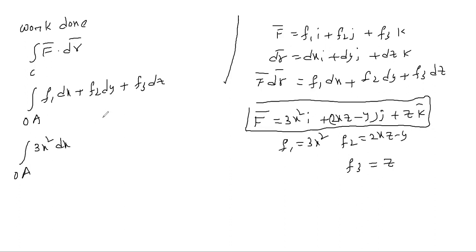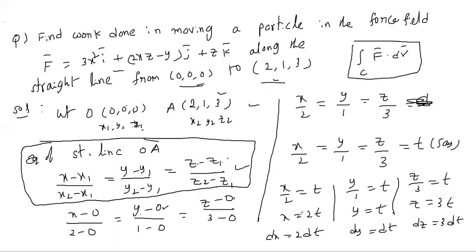The integral is f1 dx, that is 3x square dx, plus f2 dy. What is f2 dy? 2xz minus y into dy. Next f3, what is f3? z dz. Now the problem you have is in terms of x, y, z. Previously, what is the x value? x equal to 2t, y equal to t, next z equal to 3t.